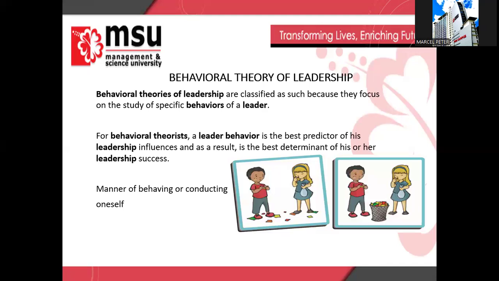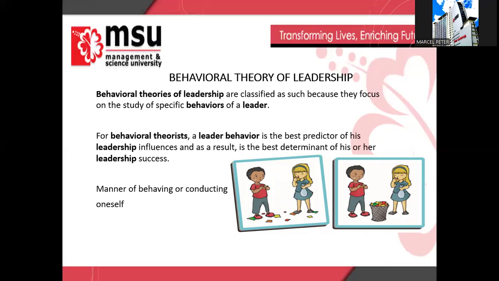Next, we will learn about the behavioral theory of leadership. The behavioral theory focuses on what leaders do, not who they are or what traits they have. According to this theory, leadership is based on behavior. Leadership can be observed and learned. A leader's actions are the best indicator of leadership success.